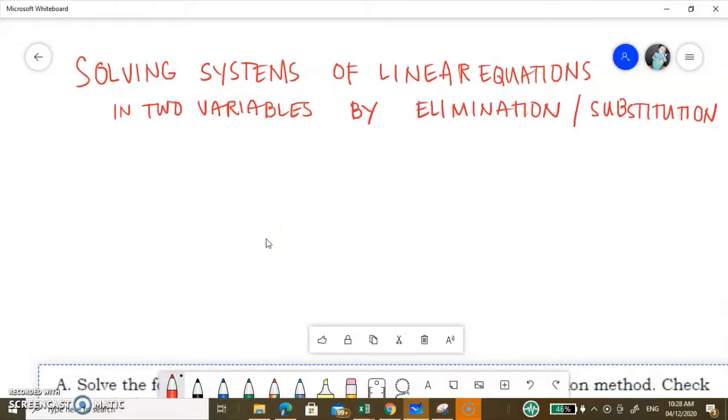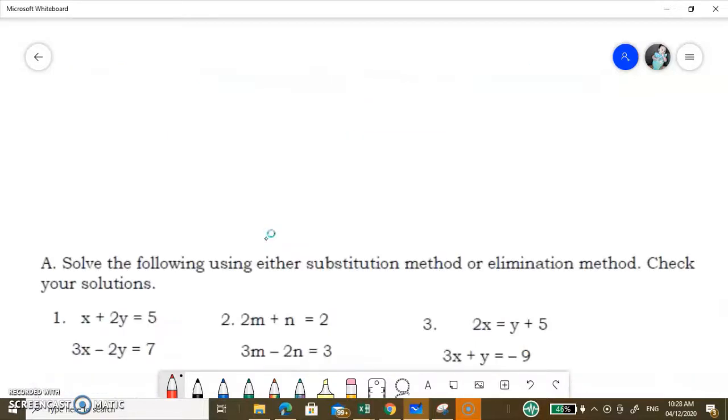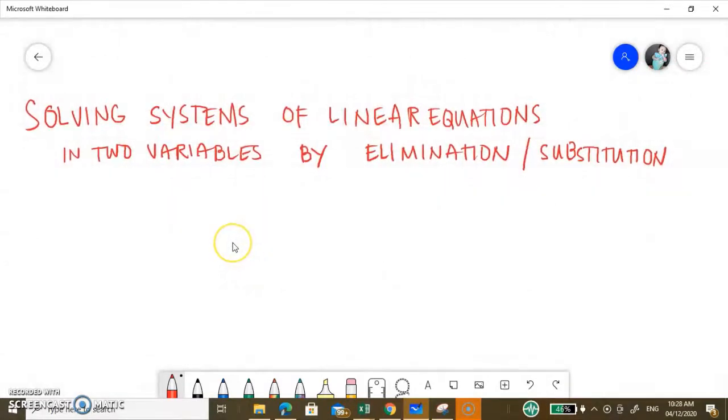Hello, good afternoon. This would be a video lesson on how to solve systems of linear equations in two variables using elimination or substitution method.